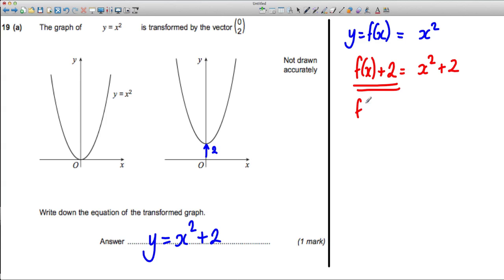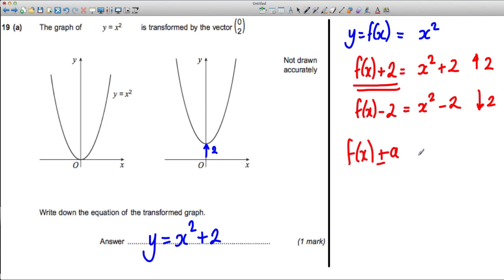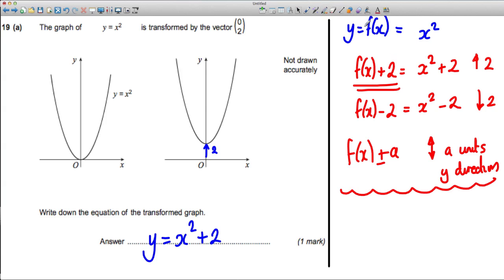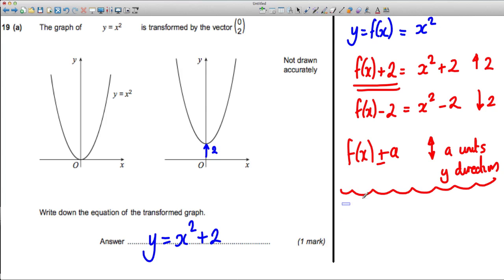Okay? Now if I did f of x subtract 2, which would be the equation x squared take away 2, it would shift the function down by 2. Okay? So something of the form f of x plus or minus a number is always a shift up or down by a units in the y direction. Now this is as opposed to what I'm going to show you just to follow here. Now imagine everything there is the same as it was.